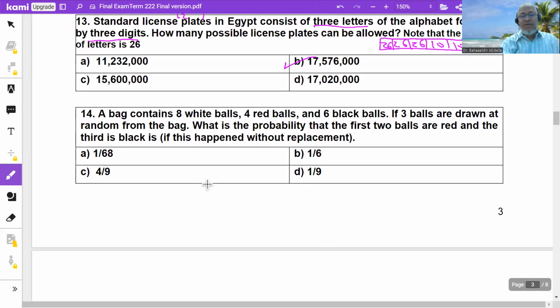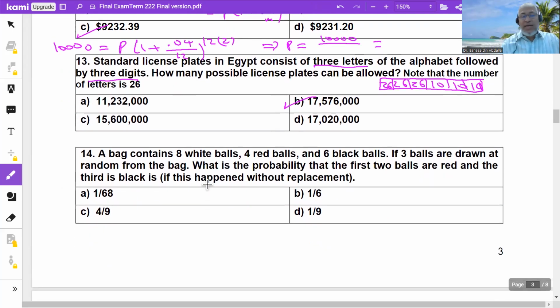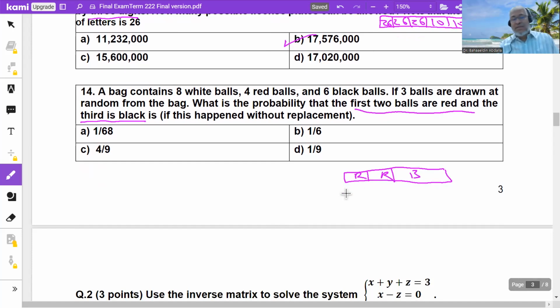A bag contains 8 white balls, 4 red balls, and 6 black balls. If 3 balls are drawn at random from the bag, what is the probability that the first 2 balls are red and the third is black? So we need red, red, then black. So the probability of having a red: how many red balls are there? 4. What is the total number of balls? 8 plus 4, 12, plus 6, 18. So the probability that the first ball is red is 4 over 18. It happened without replacement.